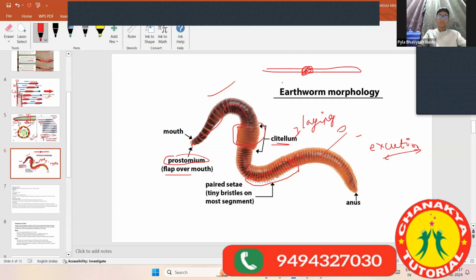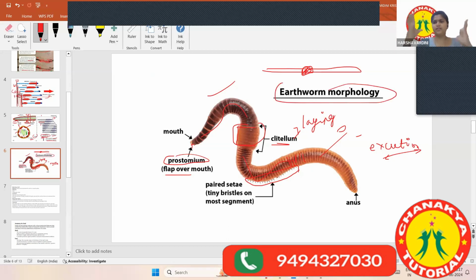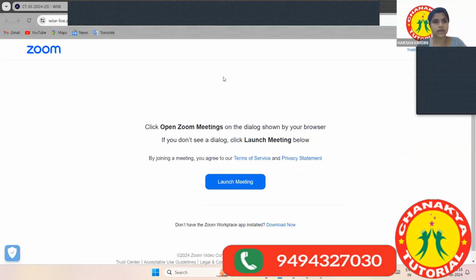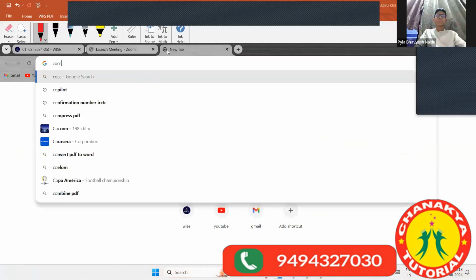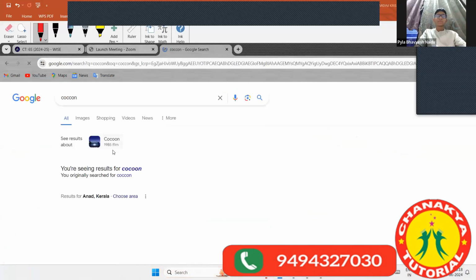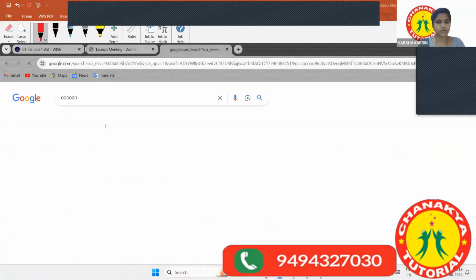In the same way, the earthworm also has some reproductive features. The earthworm will follow laying eggs. With the help of the clitellum, they form a cocoon for the egg. I'll show you the cocoon. I think you can see the screen, no? Yes, ma'am. I think I made a spelling mistake, but see, this is the cocoon.